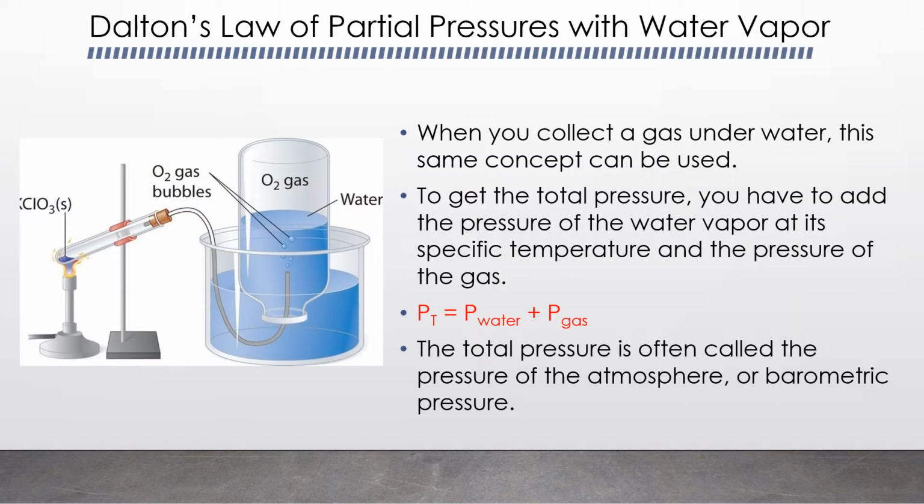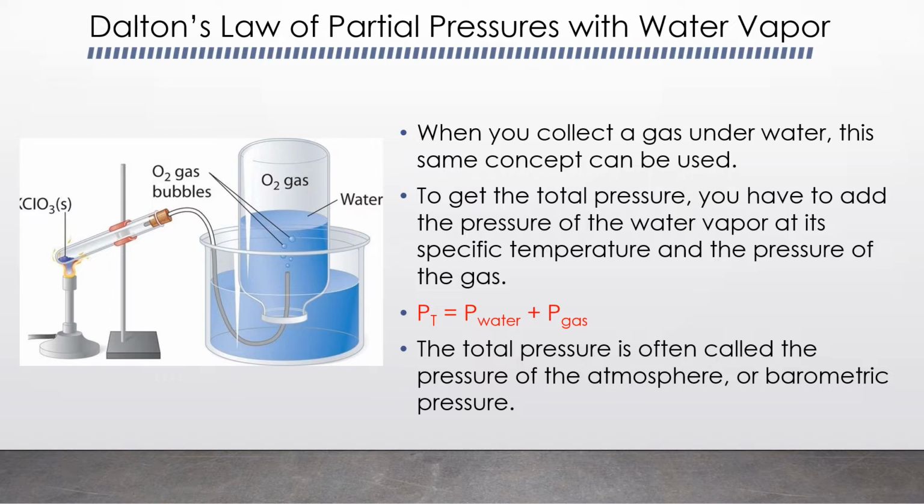Sometimes you can collect gas underwater. So if you look at the image here, we have a Bunsen burner that is heating up some potassium chlorate, and then it's creating an oxygen gas bubble that's going down this tube and into a container that was filled with water. And it's replacing the water with the oxygen gas.